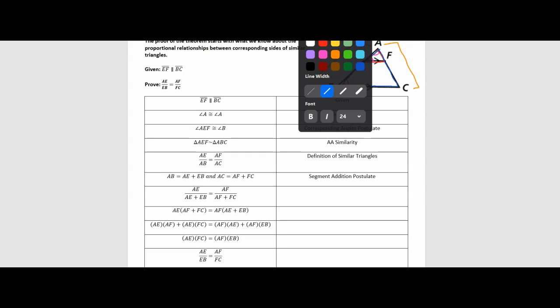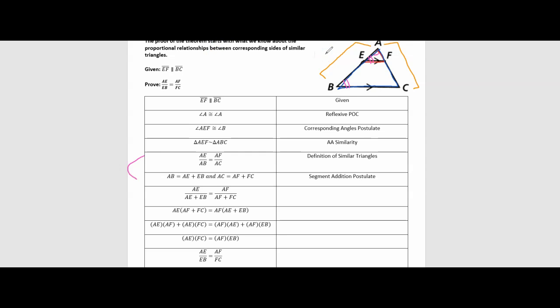And here we have some substitution going on. So if I look at both of these statements right here, right? If I know that AB is equal to this, well, I can make that substitution here, and I can make that substitution there. So substitution property of equality.